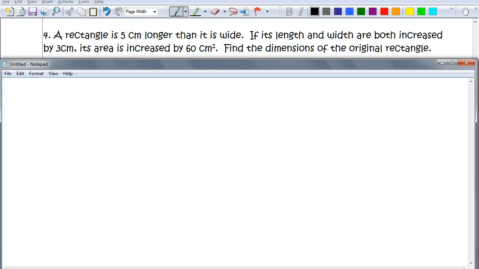Who would like to read for us? Example 4. Go ahead, Brandon. A rectangle is 5 centimeters longer than it is wide. If its length and width are both increased by 3 centimeters, its area is increased by 60 centimeters squared. Find the dimensions of the original rectangle.